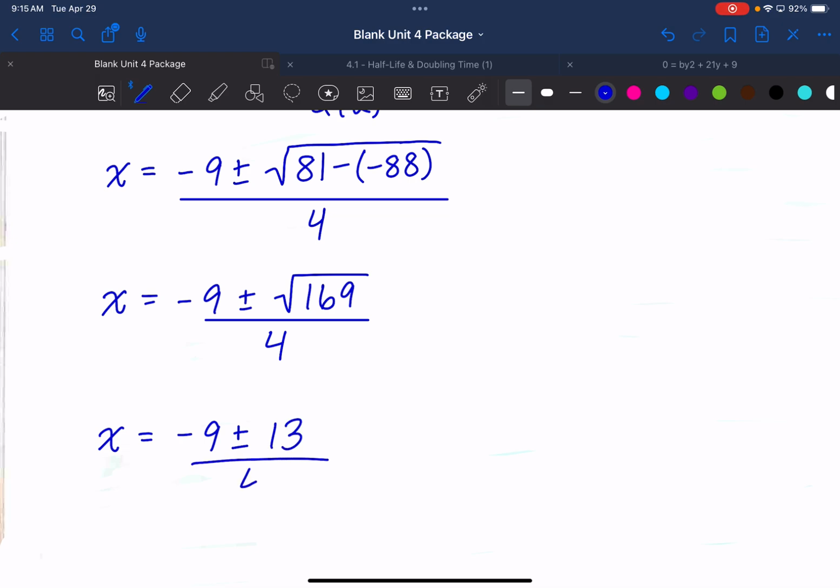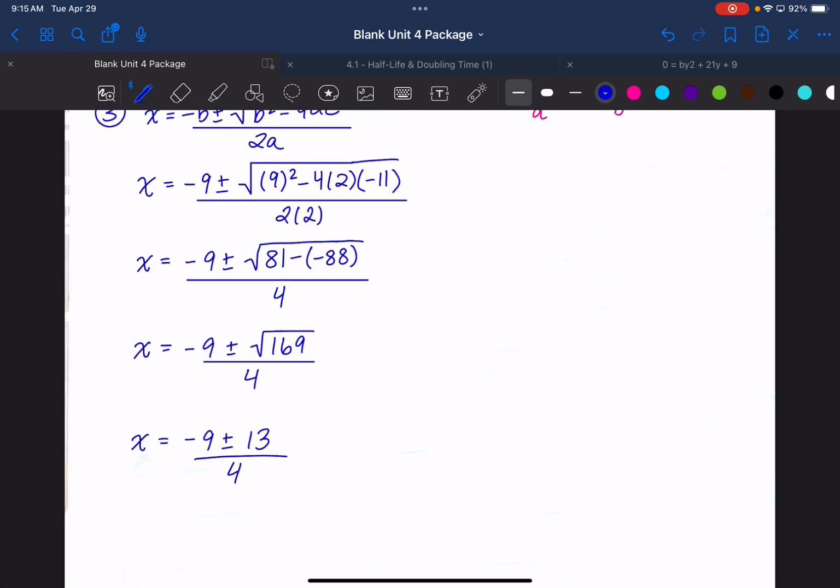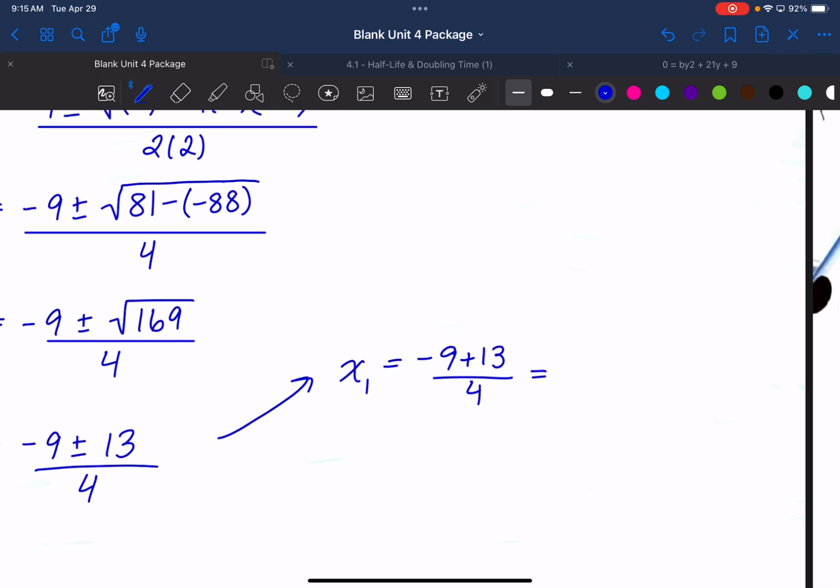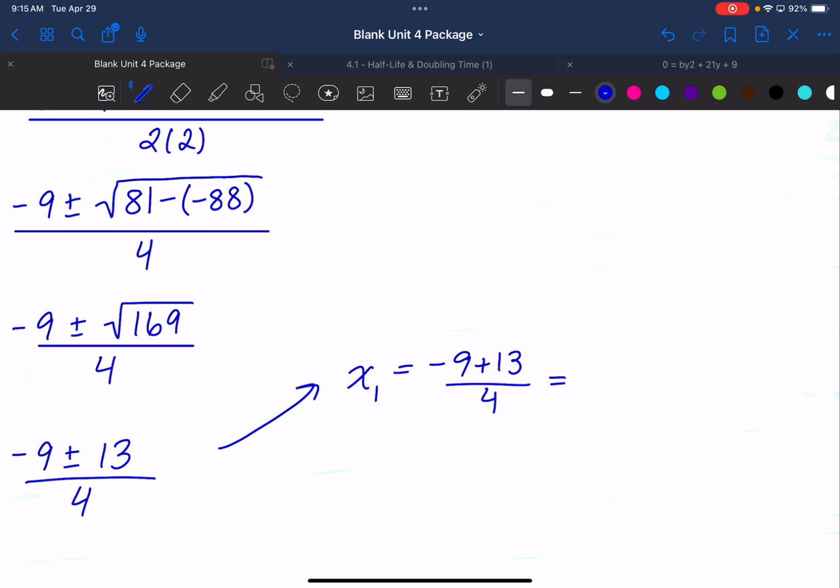So it's negative 9 plus or minus 13 divided by 4. And then I got to do my two options. I have to see which one works. Option 1, let's say if I add 13. So negative 9 plus 13 divided by 4. Negative 9 plus 13 is 4, and then 4 divided by 4 is 1. So it could extend by 1 meter.